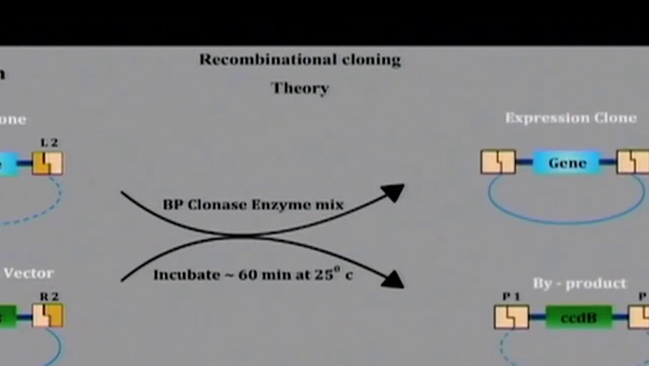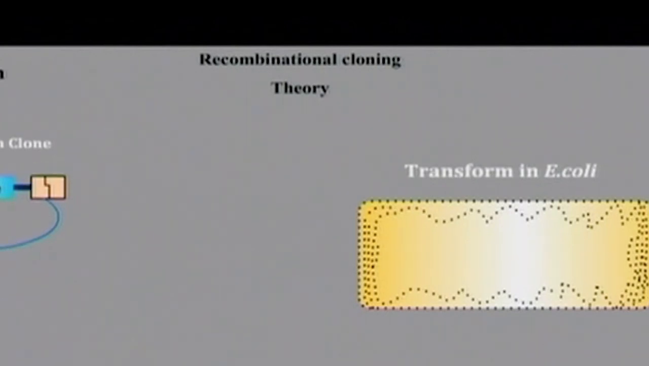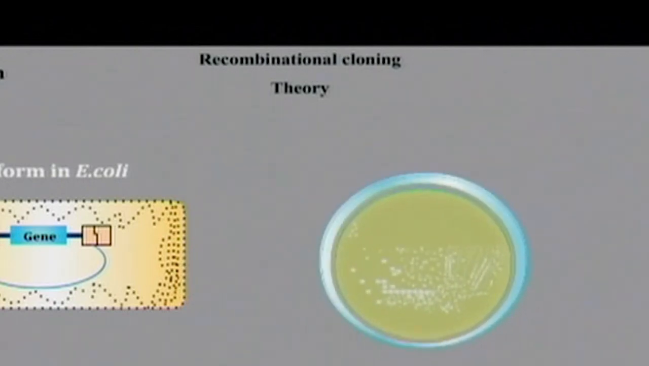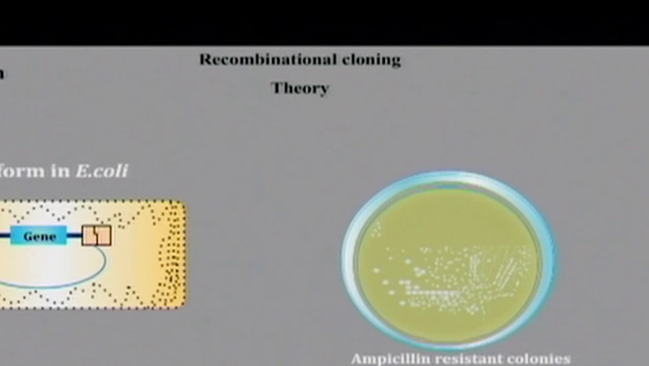The LR reaction is essentially the reverse of the BP reaction, where the master clone flanked by the attL site recombines with a destination vector with attR sites. This reaction, which takes place in the presence of LR clonase enzyme mix, results in transfer of the gene from the master clone to the destination vector to produce an expression clone for a specific purpose. The LR reaction enables generation of several expression clones for various applications in very short time. The transformation results in colonies, which can be selected on ampicillin resistant plates. Now, once the right colonies have been selected, the DNA can be extracted and these clones can be stored for various applications.